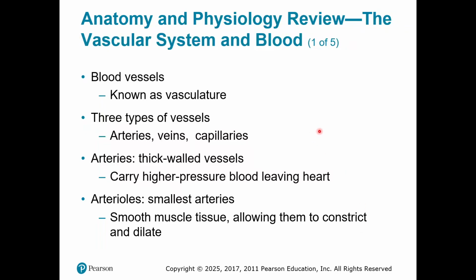The blood vessels are known as the vasculature. There's three types of vessels: arteries, veins, and capillaries. Arteries are thick-walled vessels because arteries are normally under pressure, and they carry high-pressure blood leaving the heart. As these arteries get smaller, they're called arterioles, and smooth muscle tissue allows them to constrict and dilate.